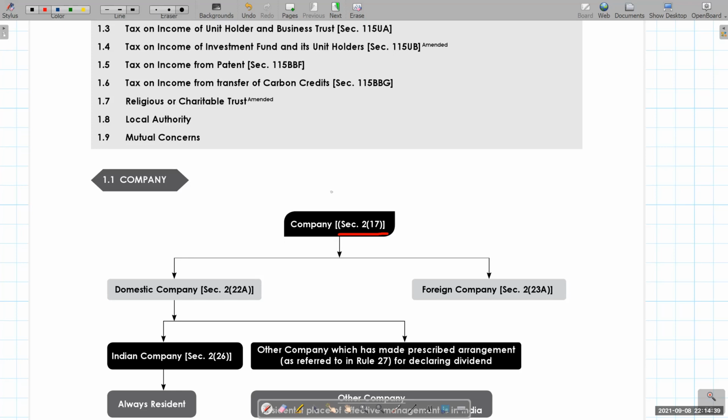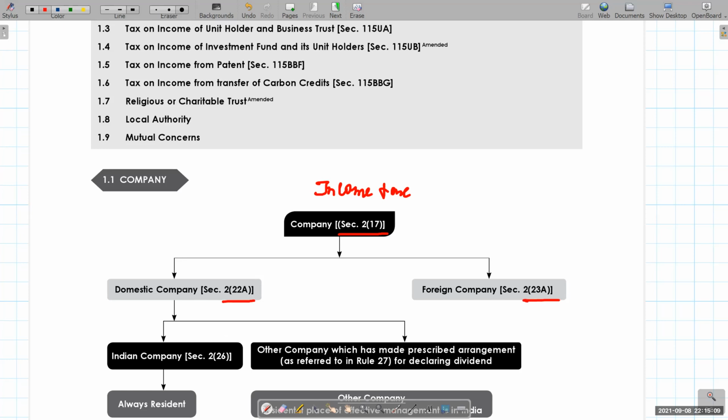Here in income tax, what do you mean by company? That's the question over here. It is defined in section 2(17). As far as company is concerned, there are two types of companies as far as income tax is concerned. One is a domestic company, defined in section 2 subsection 22A, and the other one is a foreign company, defined in section 2 subsection 23A.